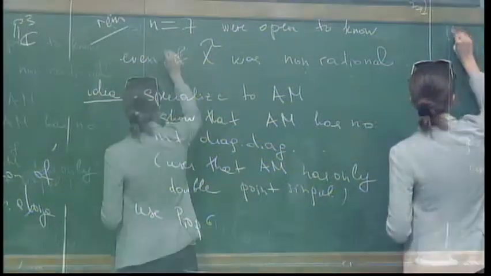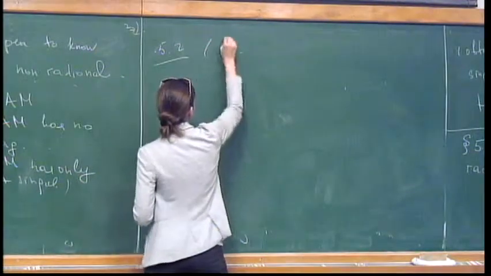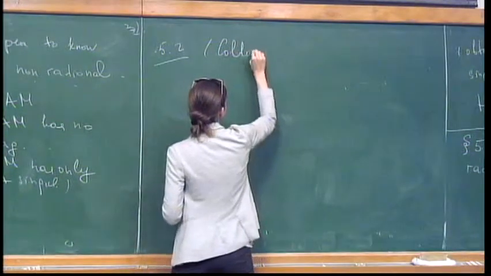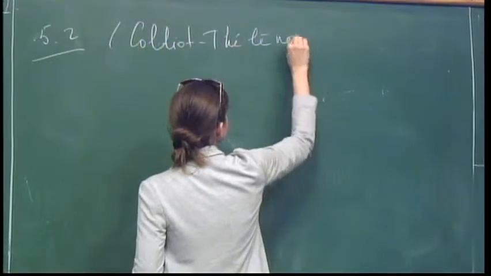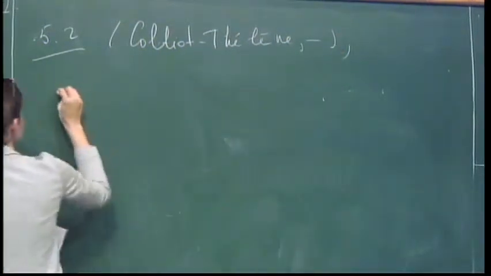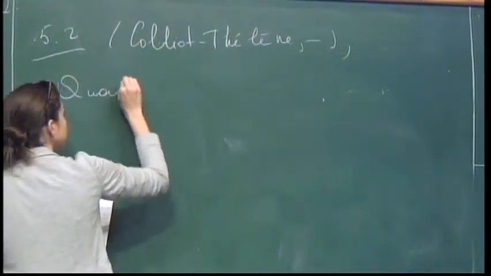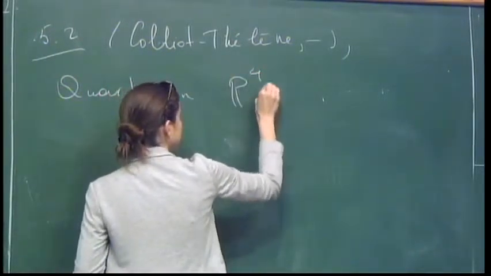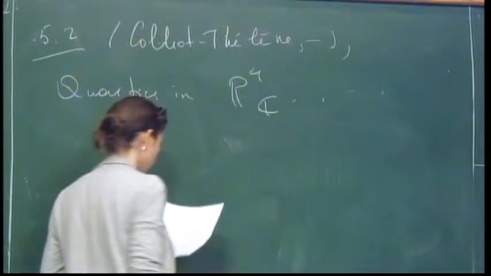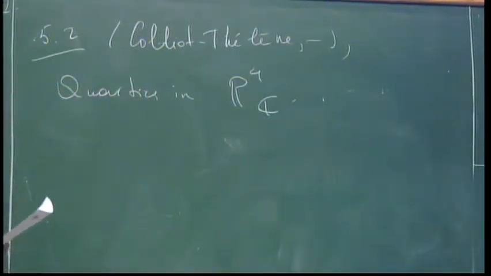So the second one is a talk with polyethylene. And so this is about quartics in P4, so quartics of dimension 3. Okay, so let me produce a general family of these quartics.